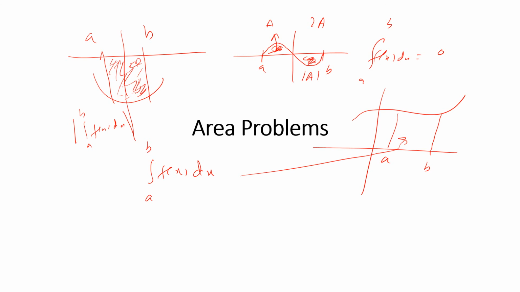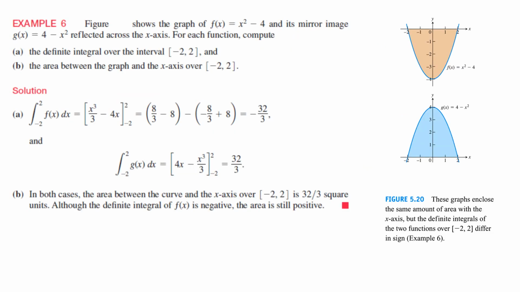Let's have a look at this with the help of examples. First example: this figure shows the graph of f(x) = x² - 4, and its mirror image is 4 - x². This graph lies below the x-axis, and this graph lies above the x-axis.